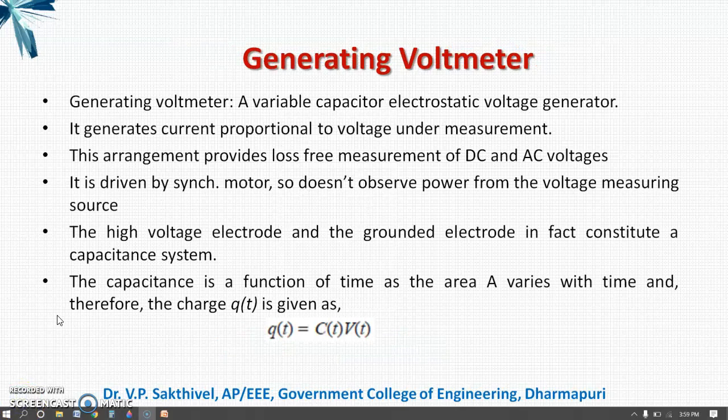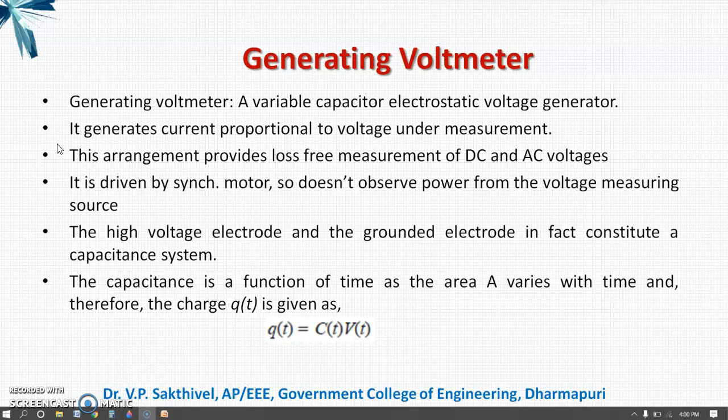Next topic is the generating voltmeter. Usually the generating principle can be used in high voltage measuring devices where source loading is prohibited or where direct connection to the high voltage sources is avoided. The generating voltmeter is a variable capacitor electrostatic voltage generator. This device generates a current which is proportional to the voltage under measurement. This arrangement can be used to measure both DC and AC voltages.